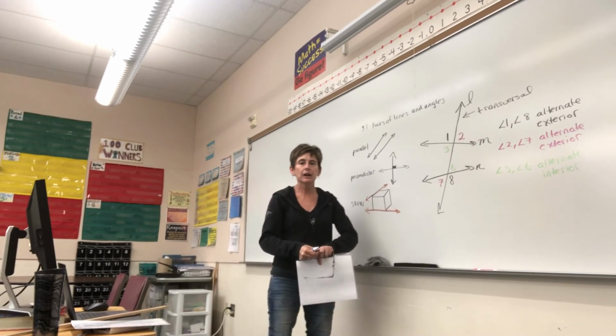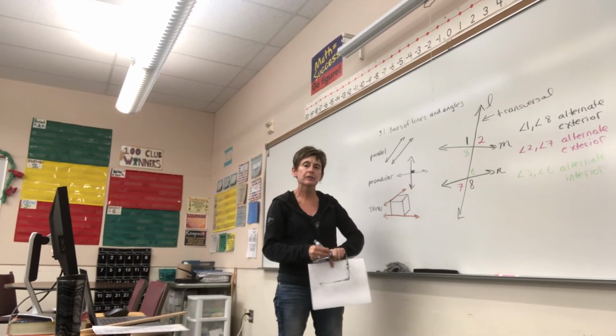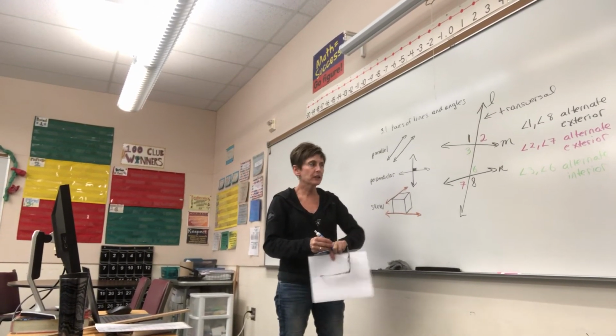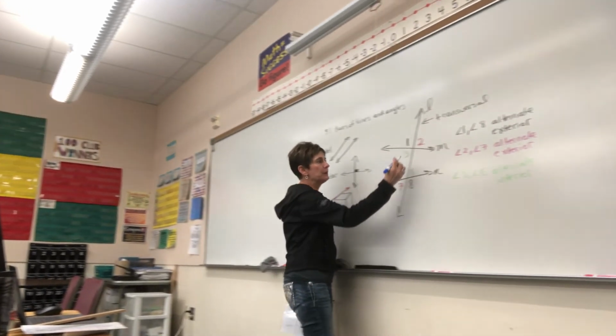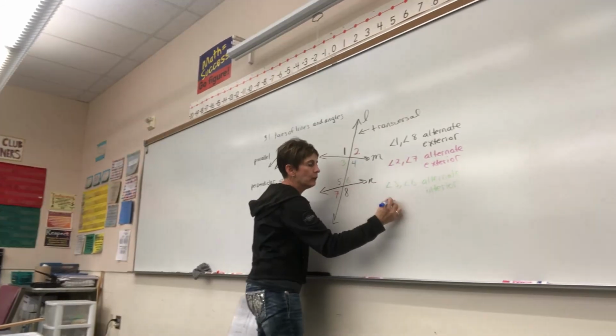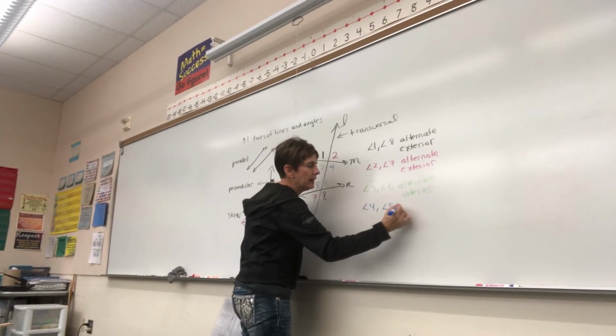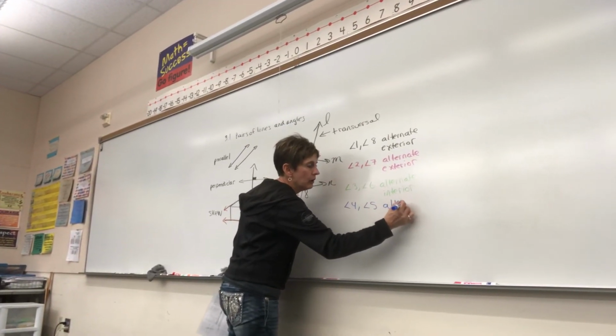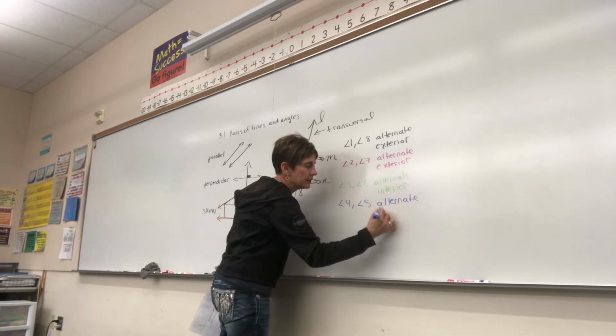Can you find the other pair of alternate interiors? There's one other pair here. It would be angles 4 and 5. So angle 4 and angle 5 are also alternate interior.